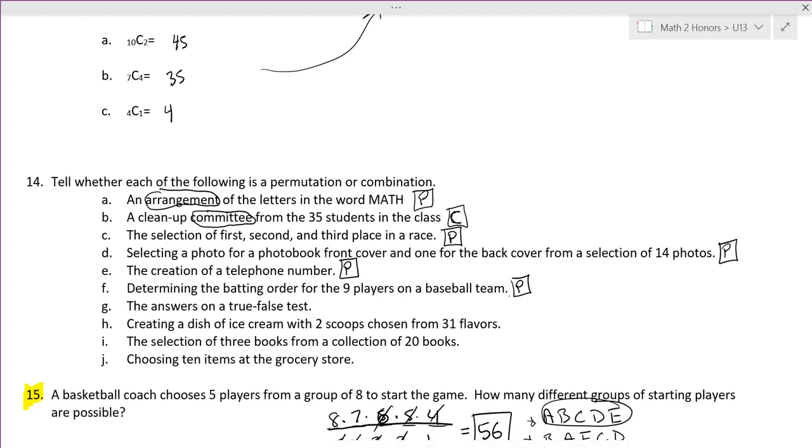Answers on a true and false test. Yeah, your answers are going to matter. Question number 1 is going to be different than question number 2, and so that would be a permutation.